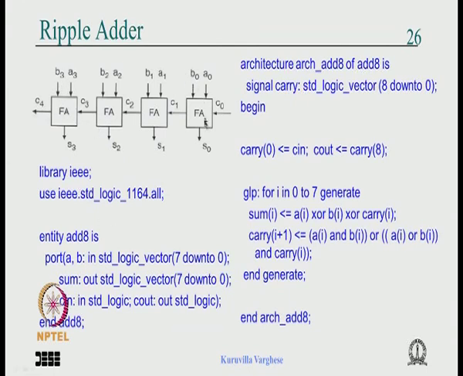This is the ripple adder. I am showing the picture of a 4-bit, but we are trying to implement an 8-bit adder, so I am only showing the 4-bit. You know that this is a full adder. You have A0, B0, C0 as the input, you have sum as the output and the carry as the output to the next stage. Here A1, B1 comes, sum 1 is the output, and carry 2 is the output to the next stage.